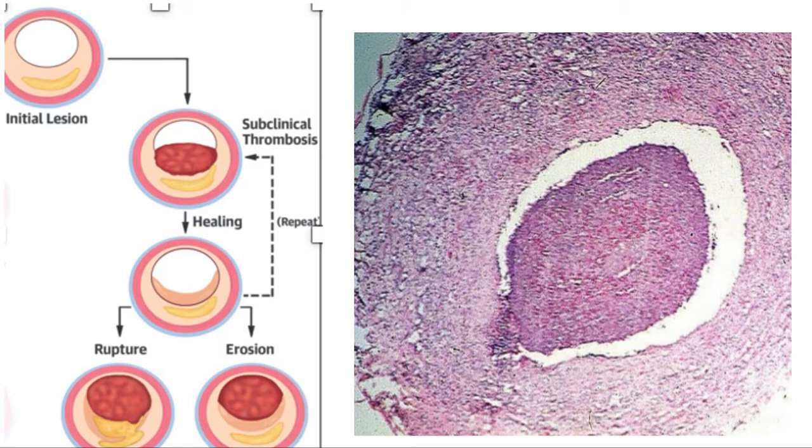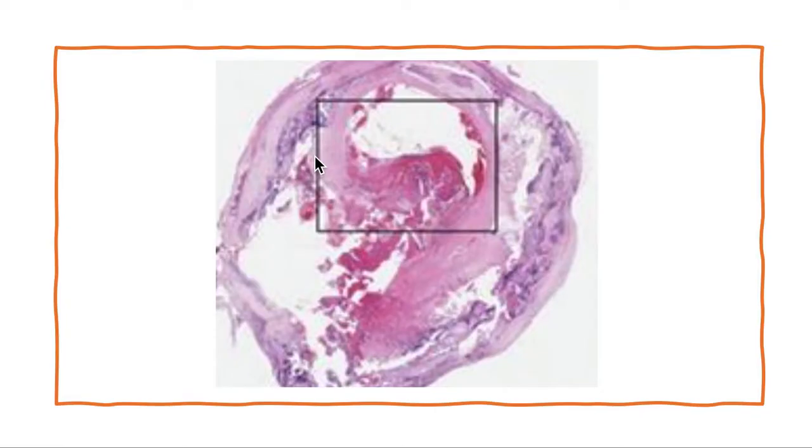Hemorrhage can be caused by rupture of the overlying fibrous cap, as shown on the picture, or of the thin-walled vessels in the area of neovascularization. The resulting hematoma may cause rapid plaque expansion or plaque rupture.